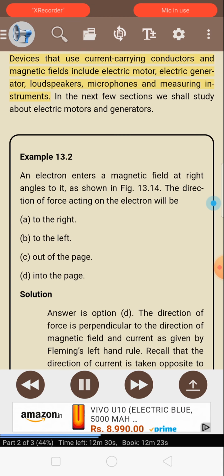Devices that use current carrying conductors and magnetic fields include electric motor, electric generator, loudspeakers, microphones and measuring instruments. In the next few sections, we shall study about electric motors and generators.